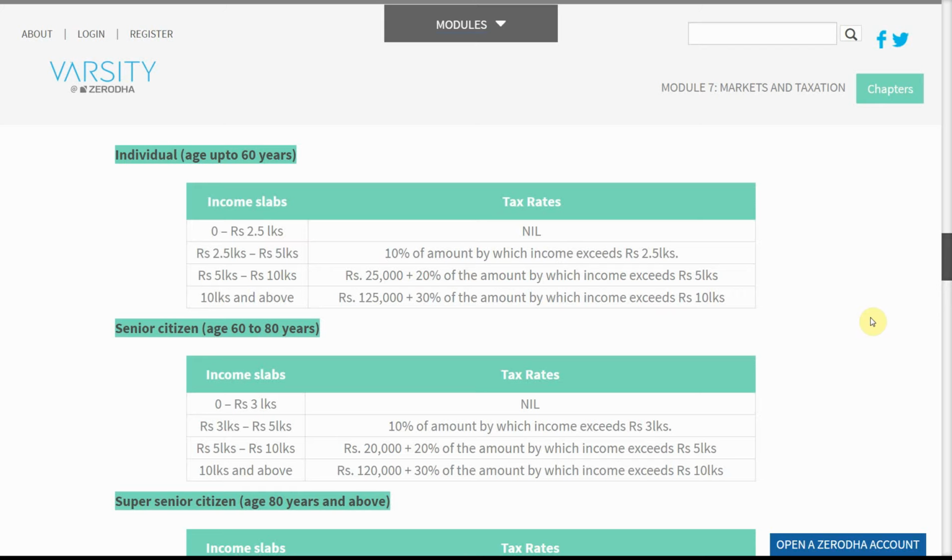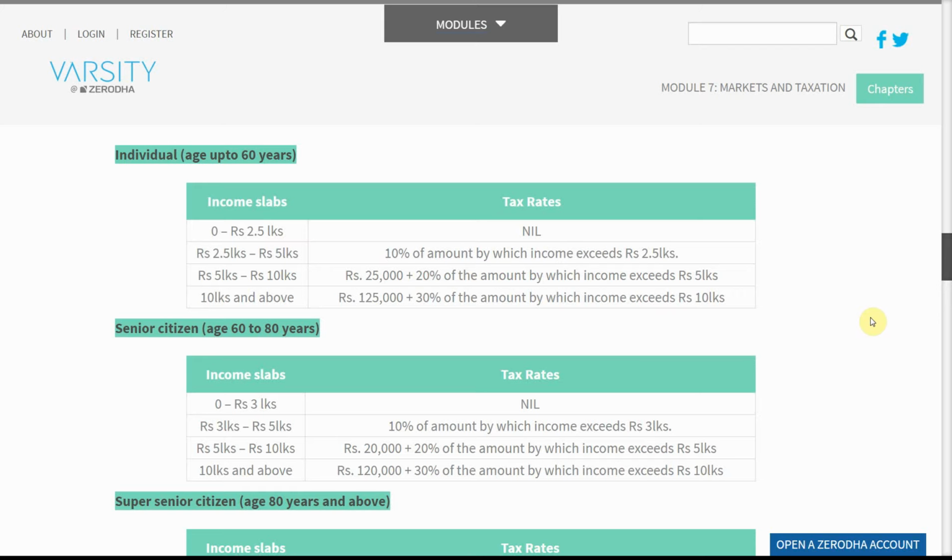Senior citizen, age 60 to 80 years. Income slabs, tax rates. 0 to 3 lakh: nil. 3 lakh to 5 lakh: 10% of the amount by which income exceeds 3 lakh. 5 lakh to 10 lakh: Rs. 20,000 plus 20% of the amount by which income exceeds 5 lakh. 10 lakh and above: Rs. 120,000 plus 30% of the amount by which income exceeds 10 lakh.